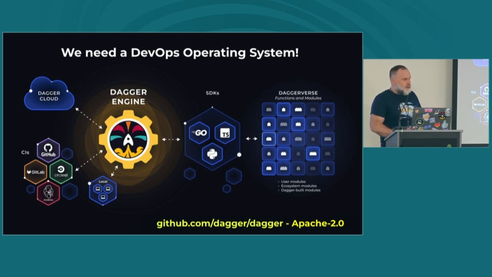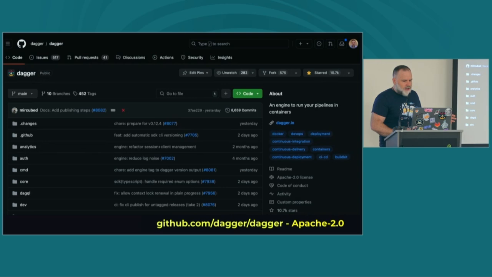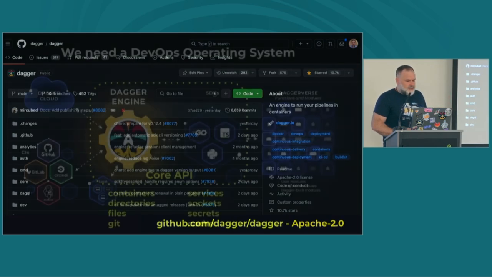I'll walk you through a little bit of how Dagger is put together, just so you're oriented, because we're going to use that in our demo examples as we go a little bit deeper in. So here's the Dagger project as it is today. As you can see, it's a public GitHub repo, almost 11,000 stars. We're getting there. And Apache 2.0.